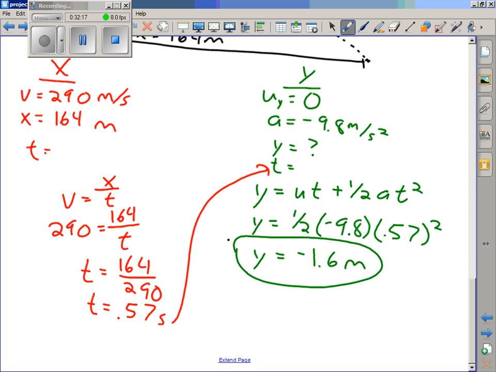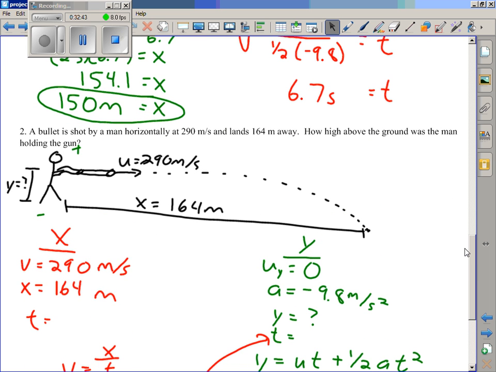If I asked you instead, how far did the bullet drop? If I said, like I did in this problem, from what height was the bullet shot, you would say 1.6 meters up. So it would be positive 1.6, since we asked from what height. Double check: how high above the ground was the man holding the gun? So 1.6 meters above the ground.